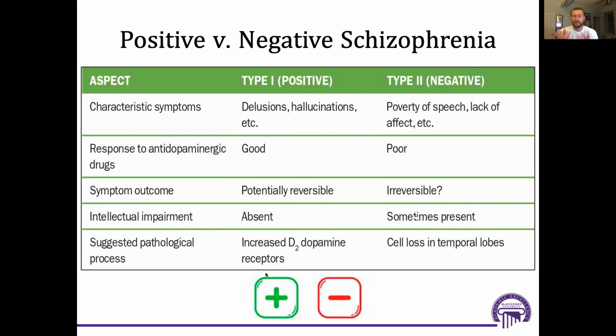So there might be some kind of differences in terms of the neurobiology going on. In this case here, we see that there's an overabundance of D2 dopamine receptors. That's just a particular dopamine pathway, D2. And then cellular loss in the temporal lobes. That's more characteristic of negative symptoms. So with negative symptoms, we kind of understand that as being bad, like more bad, okay?